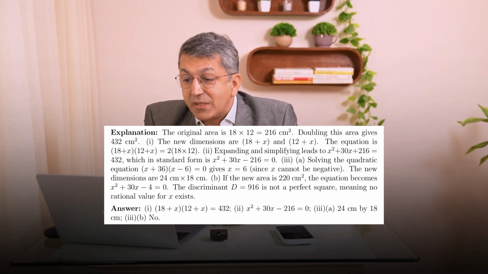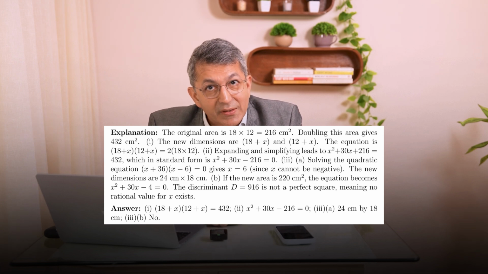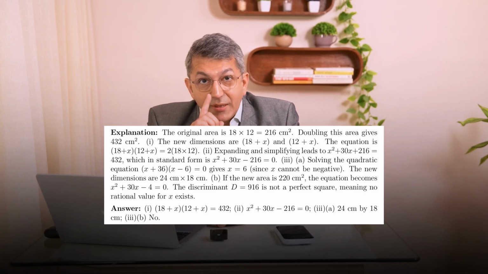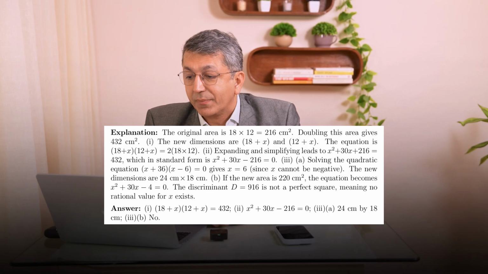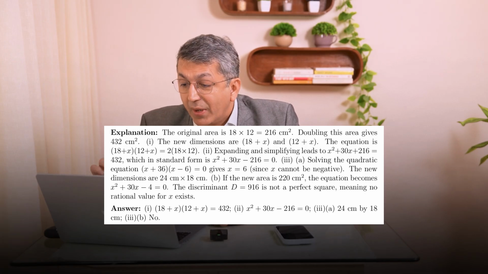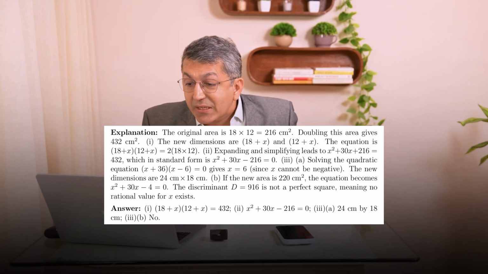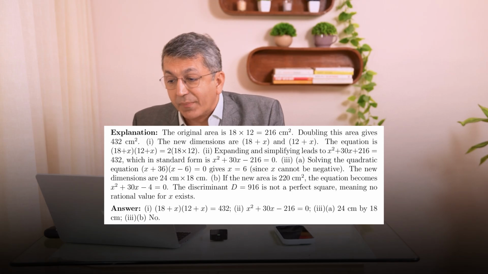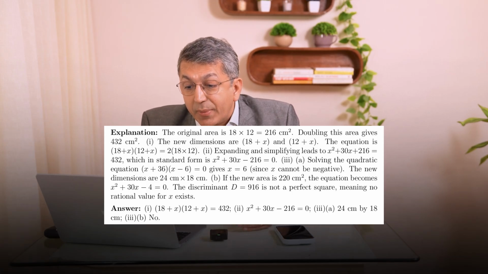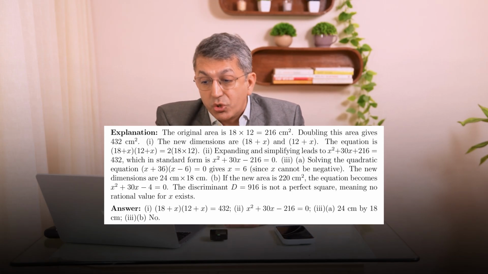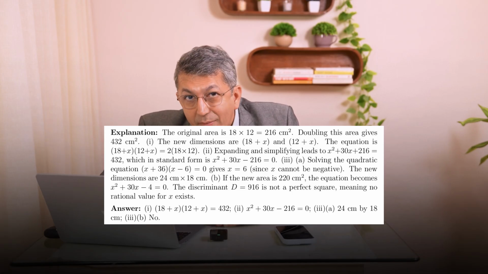The original area is 18 by 12, which is equal to 216 centimeters square. Doubling this area gives 432 square centimeters. 1. The new dimensions are 18 plus x and 12 plus x. The equation is (18 plus x)(12 plus x) is equal to 2 in brackets 18 times 12.